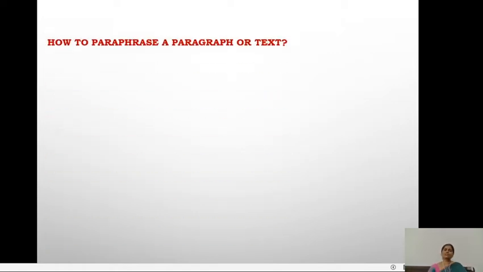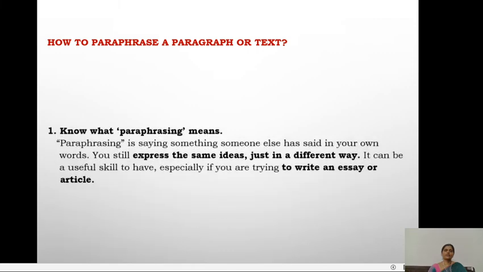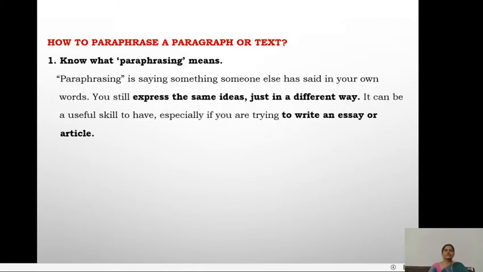Now, how to paraphrase a paragraph or text? Let us see. First of all, know what paraphrasing means. Paraphrasing is saying something someone else has said in your own words. So what is said by others, you are putting in your words. You still express the same ideas, you are not changing any of the ideas, but you are trying to convey them in a different way.